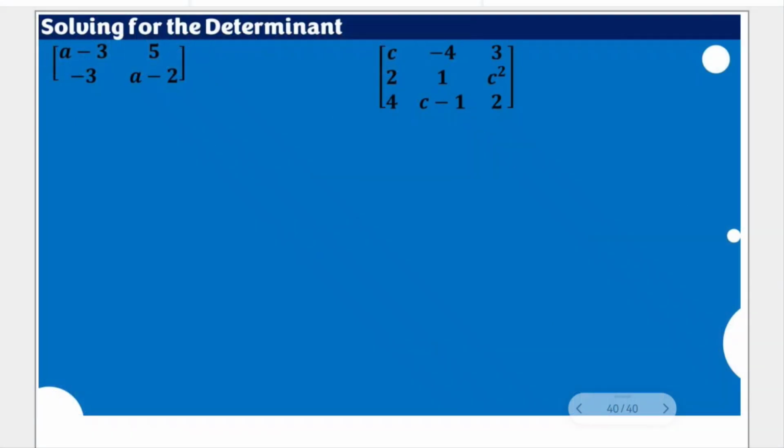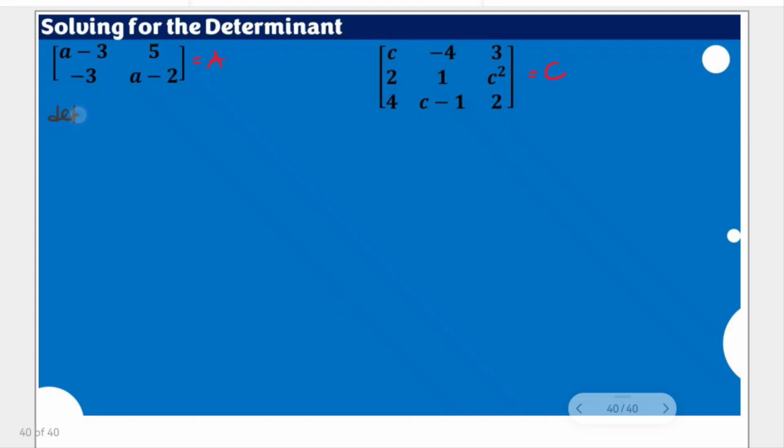For this video, we are going to solve for the determinant that is expressed in terms of the coefficients given, because we don't have exact values for A in the first 2 by 2 matrix and for C in our second 3 by 3 matrix. So we'll be left with these variables as representative of coefficients. But either way, we can solve for the determinants. For the determinant, let's say this is A and this is C, just for labeling purposes.